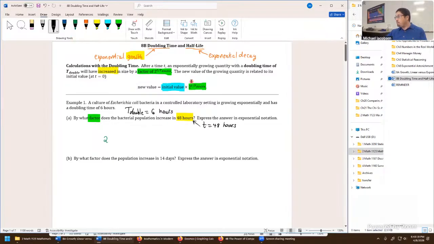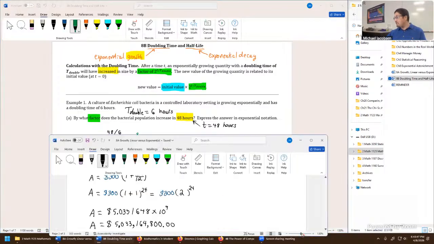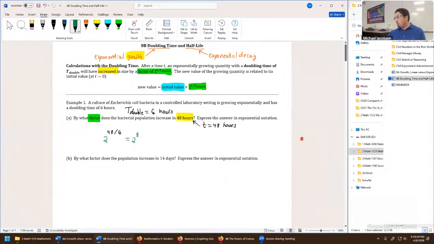So that's the numerator part right here. When we see t to the power of t divided by t double, we'll go 48 divided by 6. So that's our whole formula. Once we compute this, this turns into 2 to the power. 6 goes into 48, 8 times. And so our answer is 2 to the power of 8, which is going to be the factor that the total size of this E. coli bacteria will grow by.